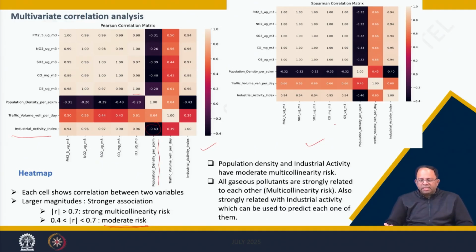Now, what we find after interpreting this particular model is that population density and industrial activity have moderate collinearity risk, and other than that, all gaseous pollutants are very strongly related to each other, and there is a risk of multicollinearity if you are taking all of these together to do some sort of prediction. And also these are strongly related with industrial activity, which can be used to predict one of these particular gaseous emissions.